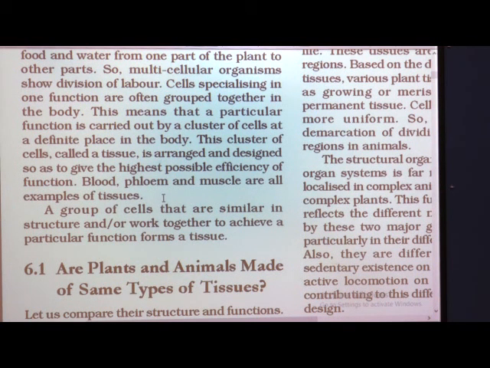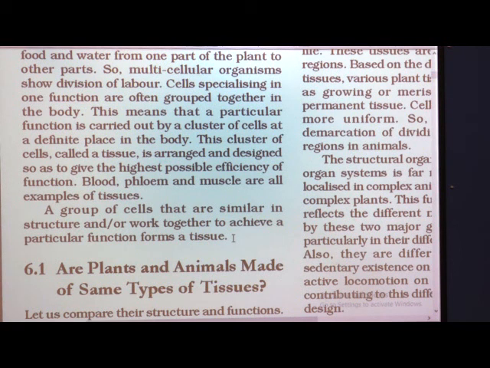Now, blood, phloem and muscle are some of the examples of tissues. In this chapter, we are going to study more about the different types of tissues found in plants and in animals. A few examples are given here, that is blood, then phloem and muscle. A group of cells that are similar in structure and or work together to achieve a particular function forms a tissue.